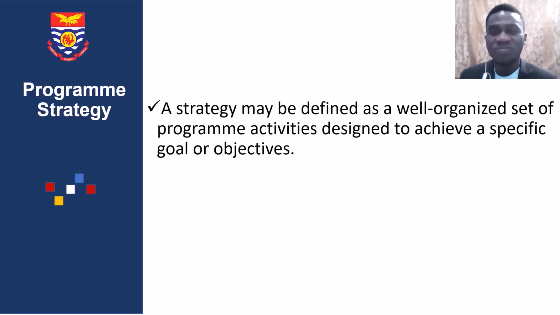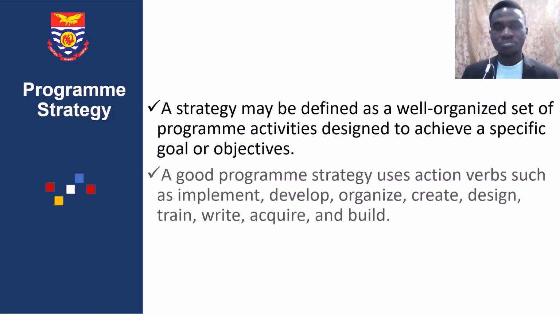Now, program strategy. A strategy may be defined as a well-organized set of program activities designed to achieve a specific goal or objective. That is the step-by-step approach that will be used in order to achieve the objectives of a program. Now, a good program strategy makes use of action verbs, like implement, develop, organize, create, design, train, write, acquire, and so forth. So every program strategy must have an action verb in it.